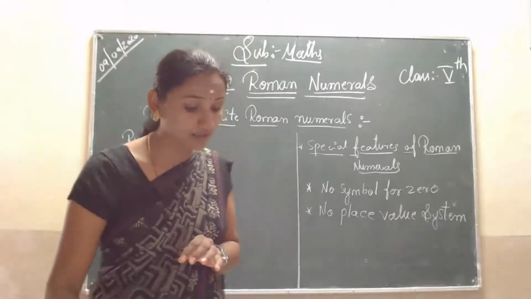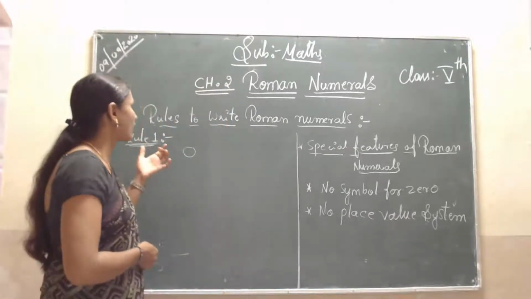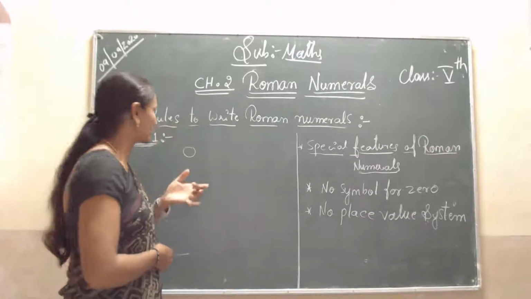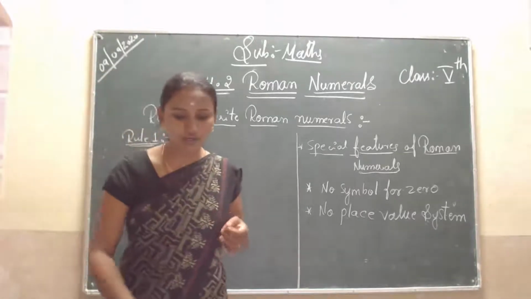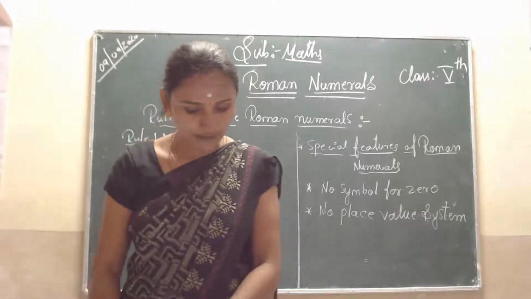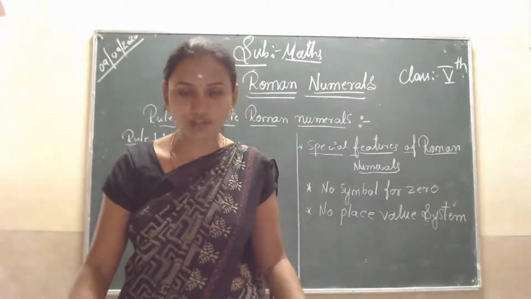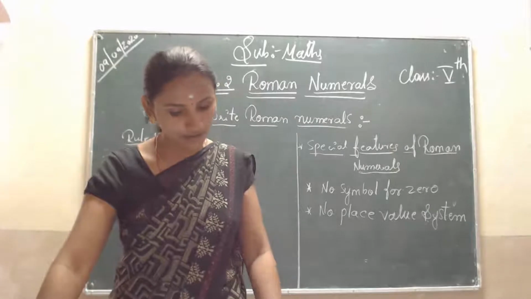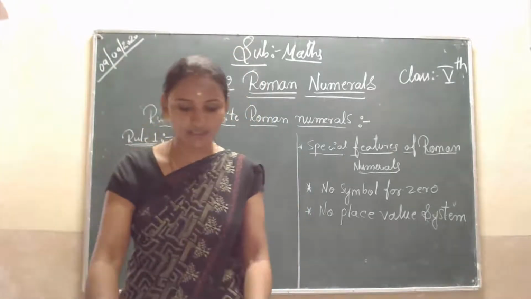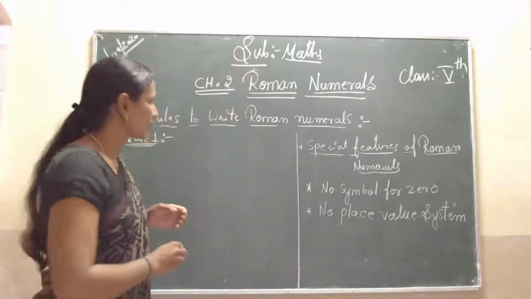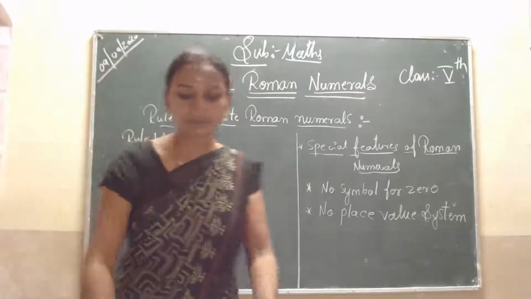Okay, students. Next, I will explain rule 2. Write in Roman numerals: first is rule 1. Rule 1 is repetition in the Roman system. A symbol can be repeated a maximum of 3 times.